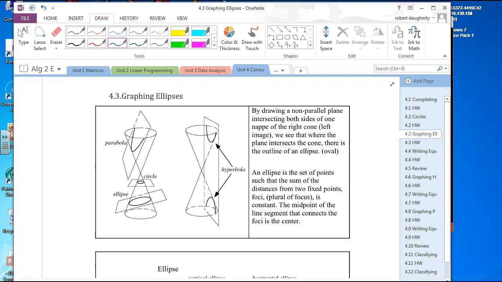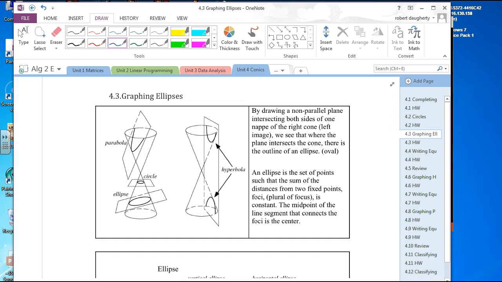So when we started out, we had the cone in class. If you have the cone laying on the ground, flat on the ground, if you do a section that's parallel, that's how you get the circle. So when you section the circle right here straight across, that's how you get a circle.